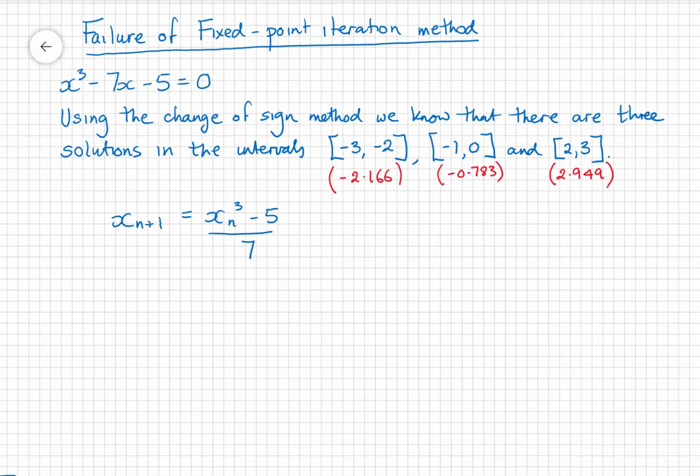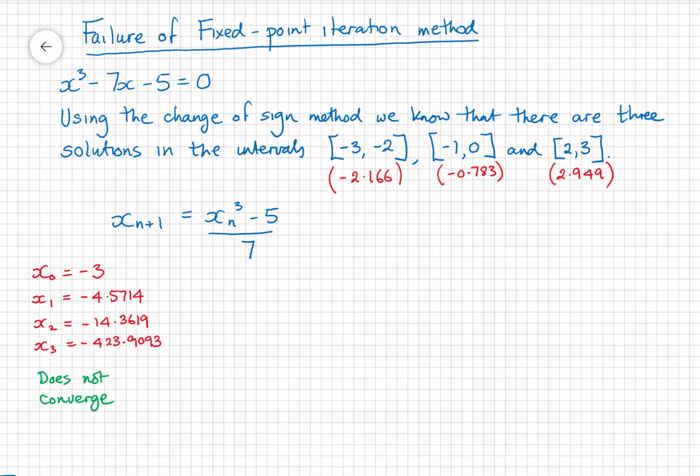What we're going to do now is try each of those boundaries to the intervals as a starting value, and see what happens in each case. With a starting value of minus 3, so x0 is equal to minus 3, those are the first few iterations that we would get. You can see that the numbers are getting very large in the negative direction, and that's not converging on any of the solutions at all.